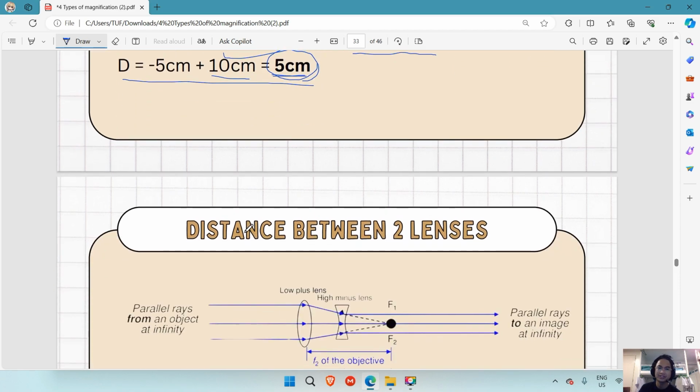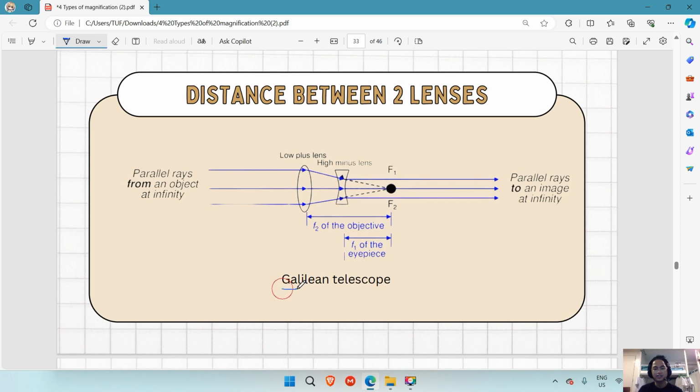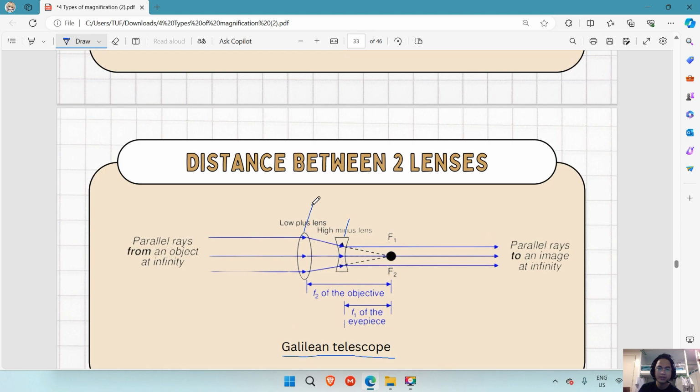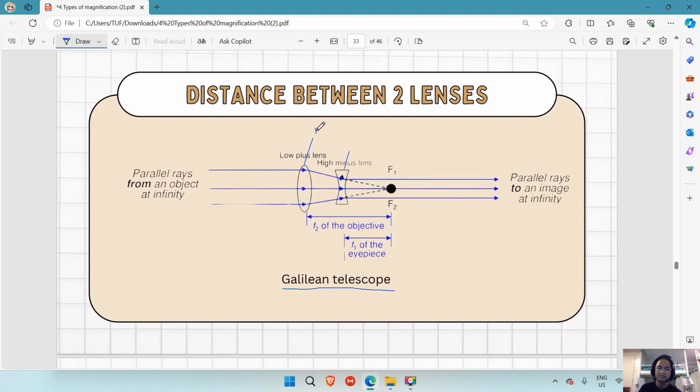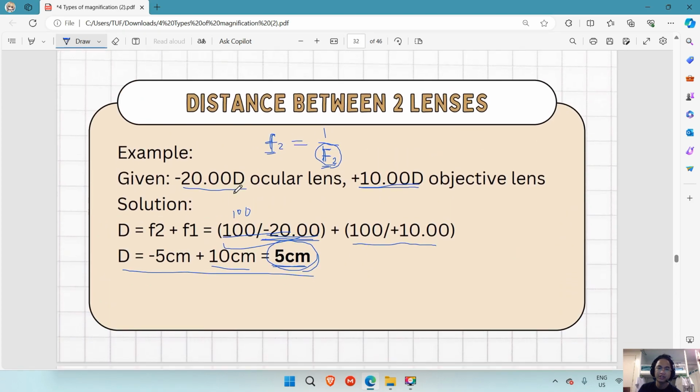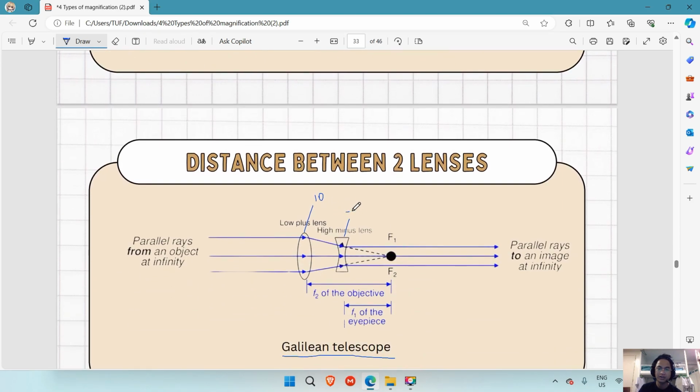So how do we interpret this? Since it is a Galilean telescope with a high minus lens, what is the low plus lens here? Our low plus lens would be our objective lens, which is the plus 10. And our high minus lens is our minus 20 ocular lens. This may be the eyeglass of the patient, or the telescope itself.